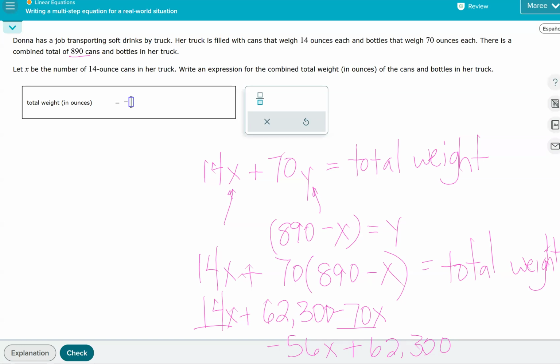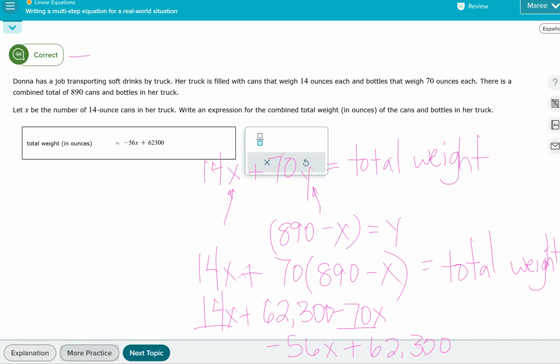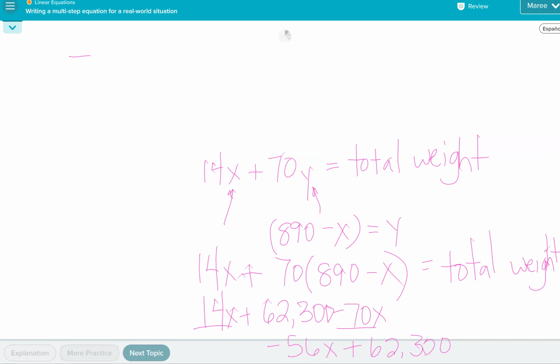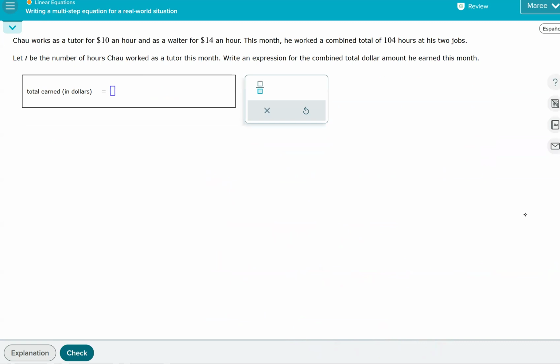So what do we have? Negative 56X plus 62,300. There you go. Wow, that was interesting. Okay, well, let's do one more.